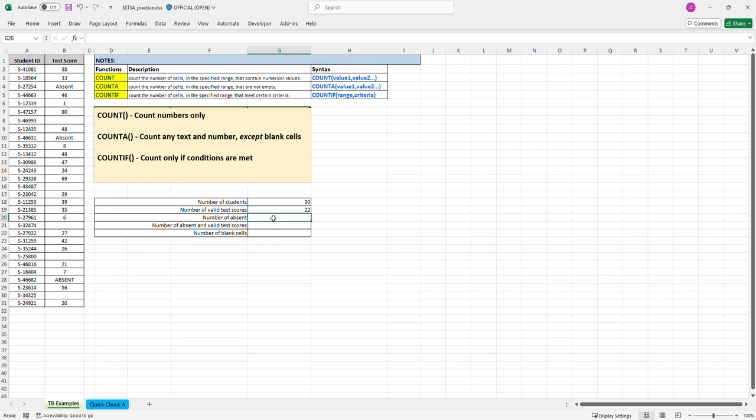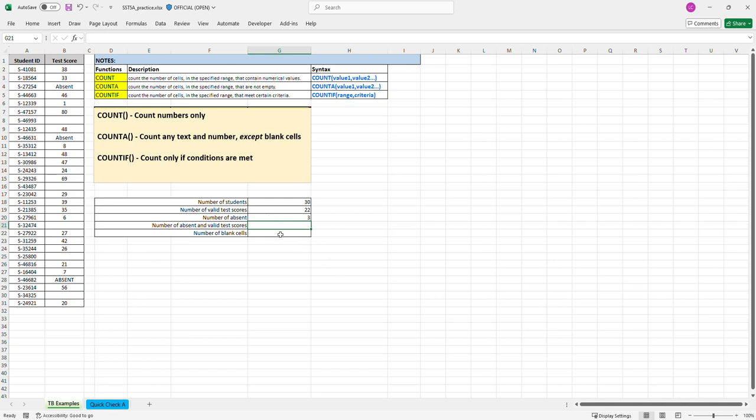numbers only for us. And now we want to count the number of absentees. So we count only if the cell value is absent. So we use COUNTIF. Again, the cell range is here. And what is the criteria? The criteria that we are using is "absent". So we have 3 absentees here.